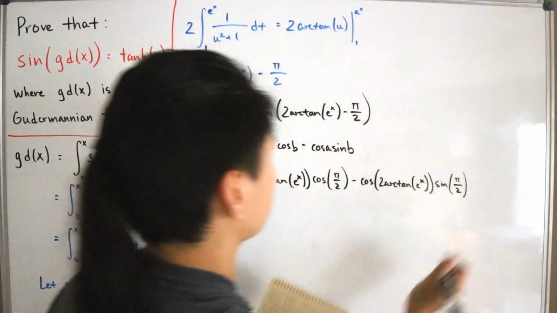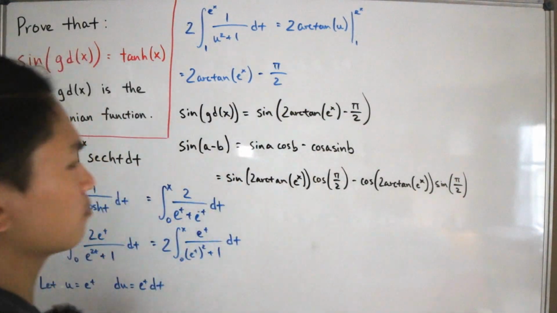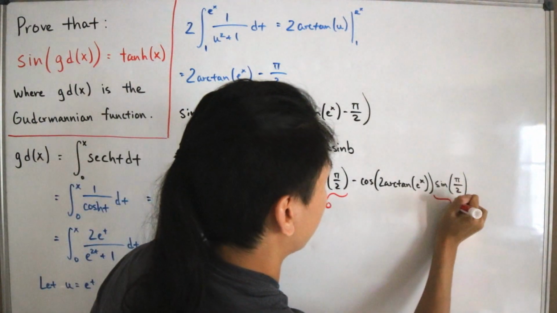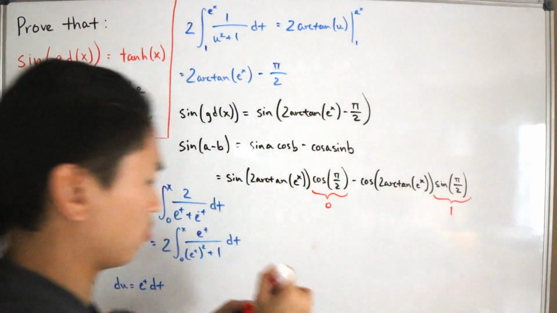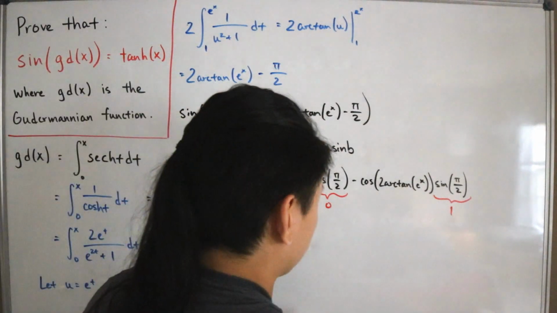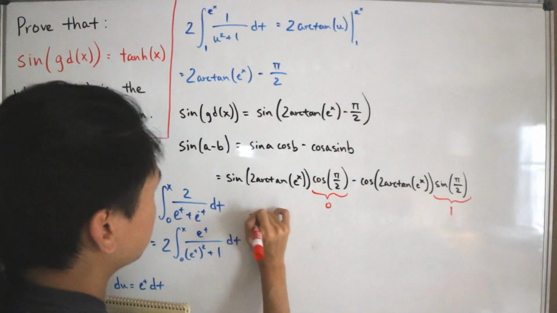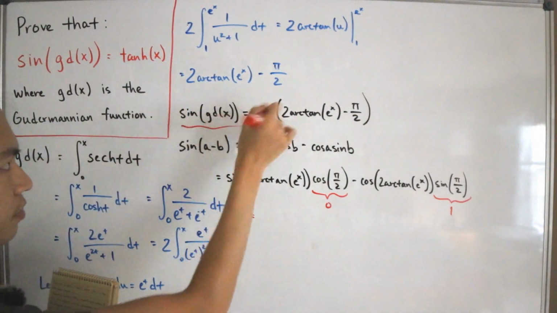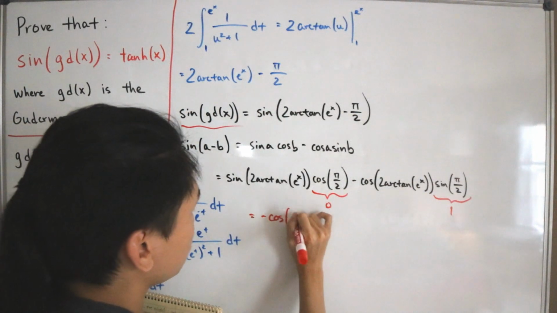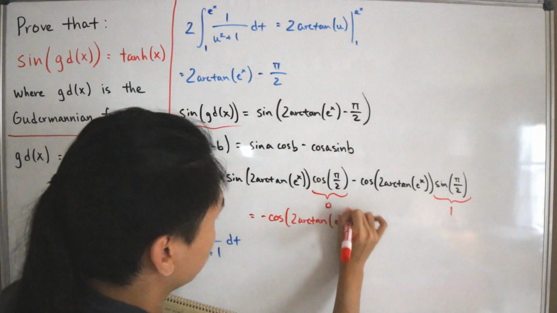And this actually reduces the work very nicely because we know that cosine of pi over 2 is just going to approach 0, and then sine of pi over 2 is going to approach 1. So this actually just vanishes and we're just left with this to calculate. So with that, let's continue forward from here. So far, this left-hand side right here is going to be negative cosine of 2 arctan of e to the x, and then there we have it.